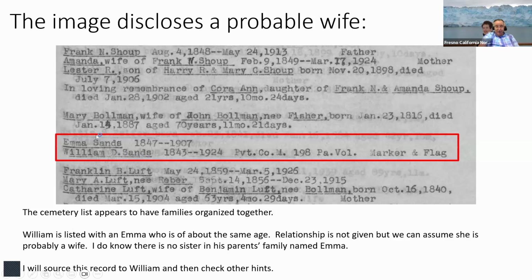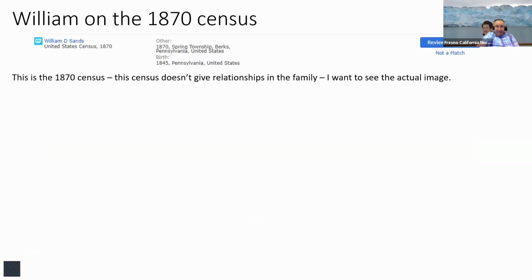Notice also the family above them is a Bowman family. Mary Bowman, wife of John Bowman. She was actually Mary Fisher. Okay, just kind of log that in the back of your brain.